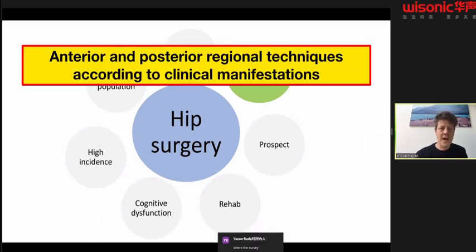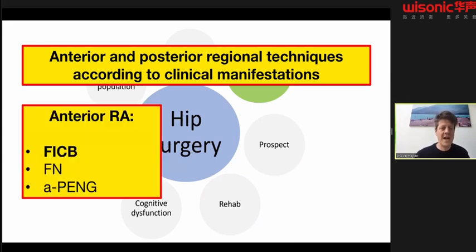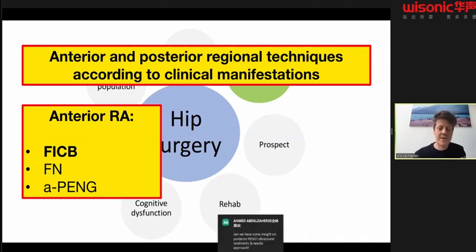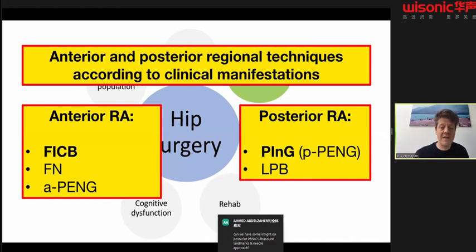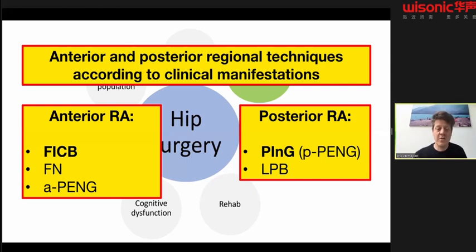I like to think there is more than just a technique. I like to think there are anterior and posterior regional techniques according to the clinical manifestations. For anterior techniques, you can have the fascia iliaca, you can even have the femoral nerve block if you're not that trained, or you can have what I like to call an anterior pericapsular nerve block. And for the posterior, you still have the lumbar plexus block, because in discussions we had on the ESRA forum, I heard that a lot of people are still using lumbar plexus blocks, and maybe in future we can also talk about the posterior PENG block.